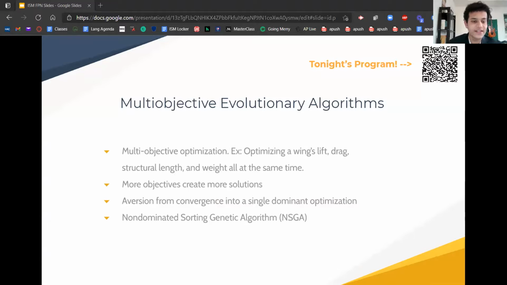The first big research paper that I studied involved multi-objective evolutionary algorithms. Even though this may be a mouthful to say, it essentially just means having multiple objectives and writing an algorithm to optimize those objectives. For example, in aerospace engineering, there may be problems where we need to optimize several parameters like a wing's lift, drag, structural length, and weight, and we may need to optimize them all at the same time. More objectives create more solutions, but in general, we don't want to converge into a single dominant optimization, even though that is a little counterintuitive. We want to design algorithms that can offer as many solutions as possible. One example of an MOEA, or multi-objective evolutionary algorithm, is the non-dominated sorting genetic algorithm, or NSGA.